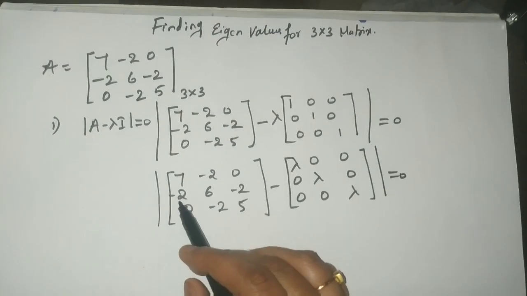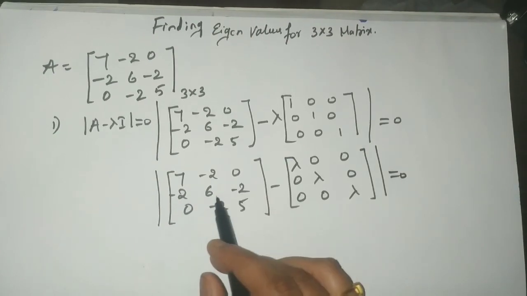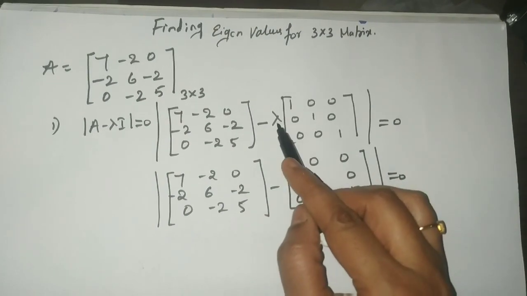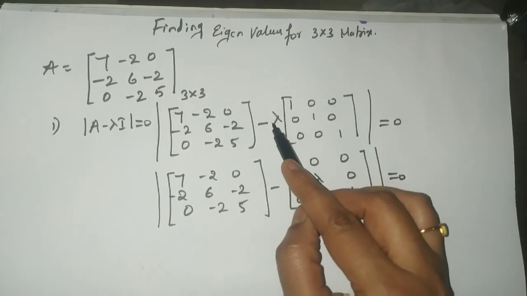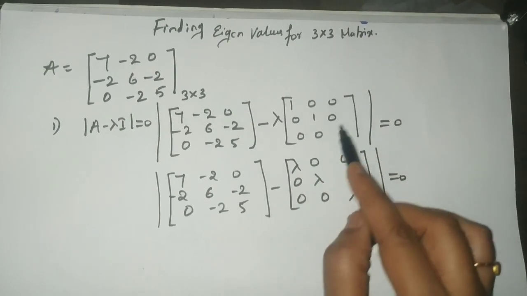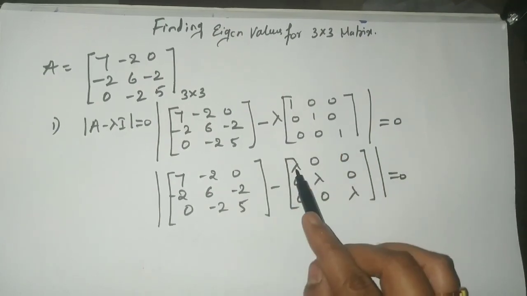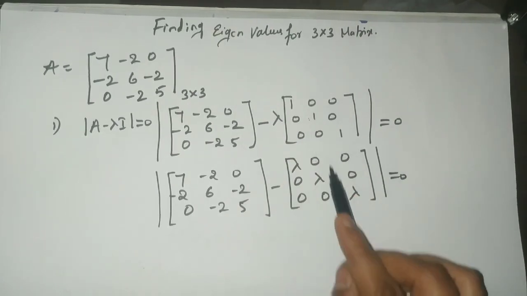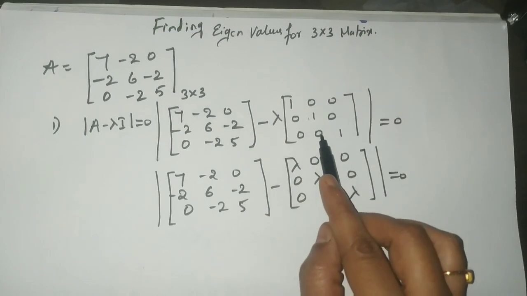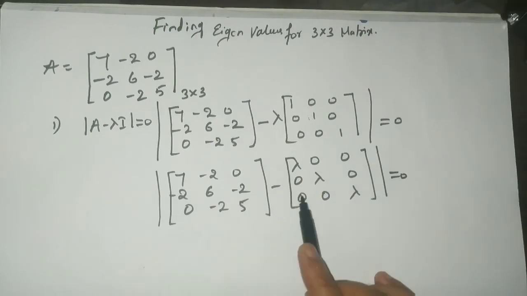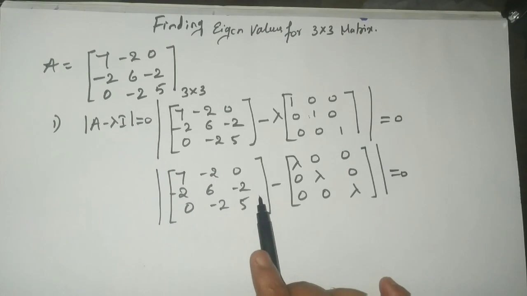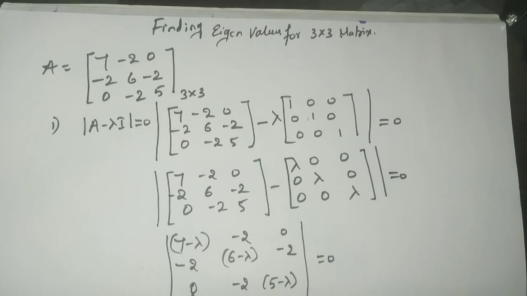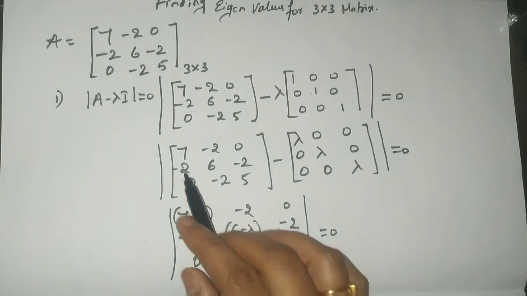So I have taken the matrix as it is: 7, minus 2, 0; minus 2, 6, minus 2; 0, minus 2, 5. Minus, here a scalar lambda was multiplied with the identity matrix. So I have taken 1 into lambda, lambda, the other elements are 0, again 0 into lambda 0. Lambda into 1 is lambda, 0. Similarly 0 0 lambda. Now you have to subtract these two matrices. You know matrix subtraction is element by element.